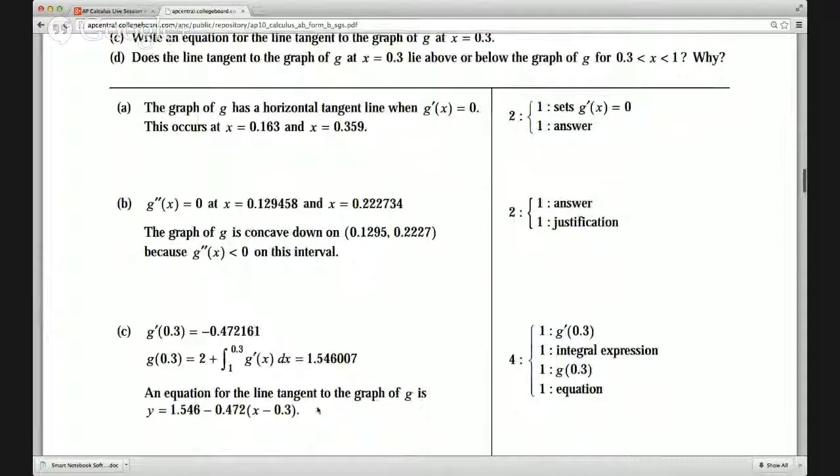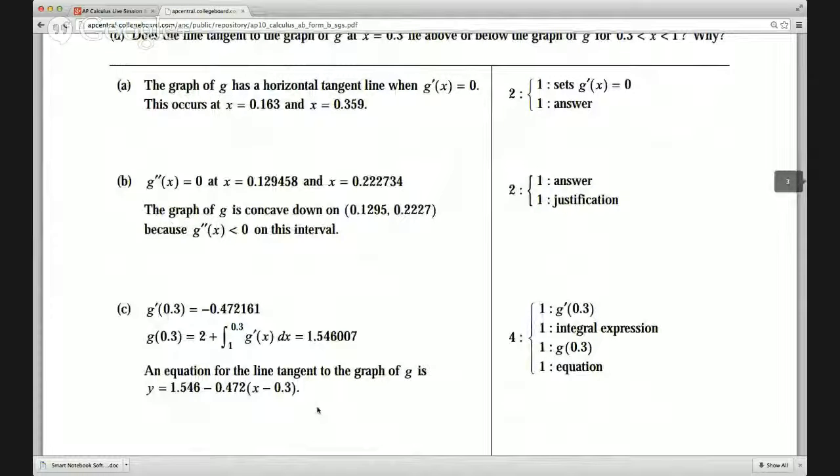And then my suggestion for tangent lines is always to use point slope form. Point slope form is y minus y1 equals m, which is the slope, times x minus x1. And that makes it just so easy, because all you do is put y minus y1 equals the slope that you found times x minus x1.